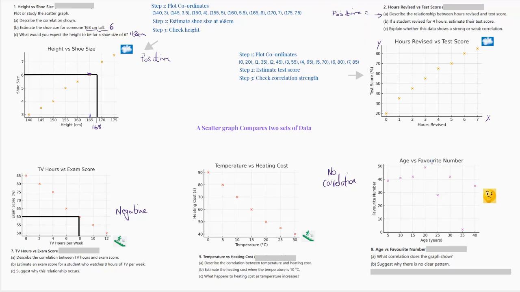If a student revised for 4 hours, estimate the test score. I haven't done the line for this one, so we're going to have to do it together. If a student revises for 4 hours, estimate their test score. So we're going to go all the way up here. And then we're going to draw a line across there. So I'm going to make a guesstimate here that it's 65. So the answer will be 65%.